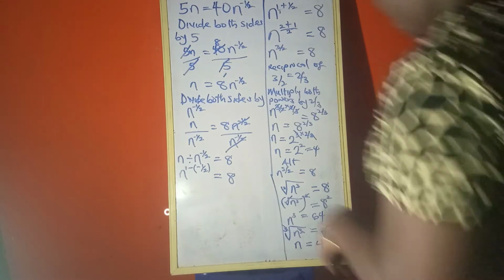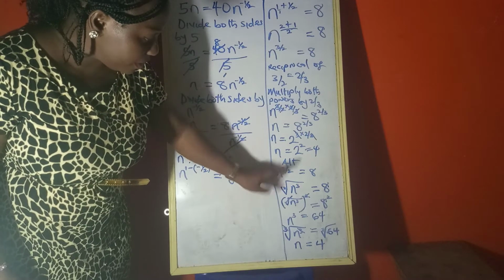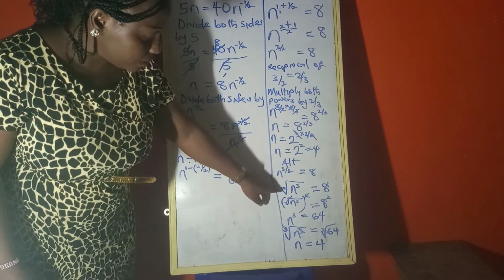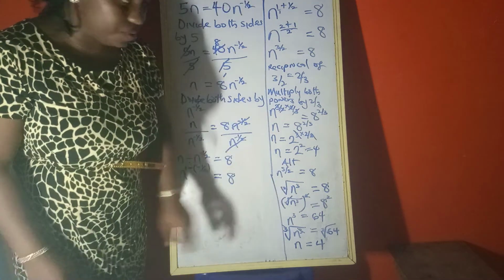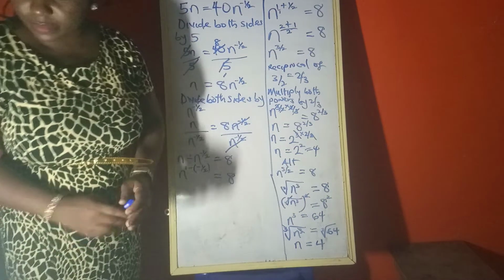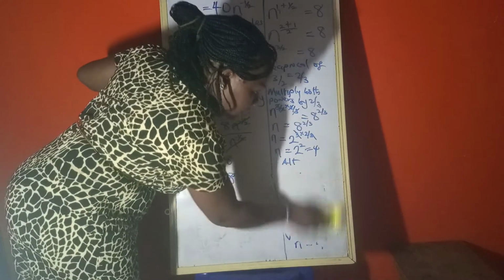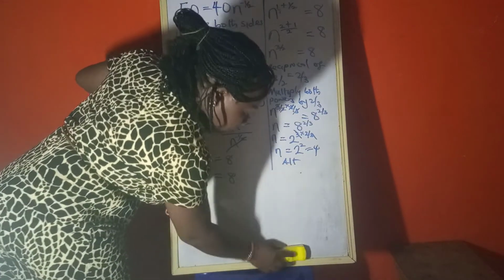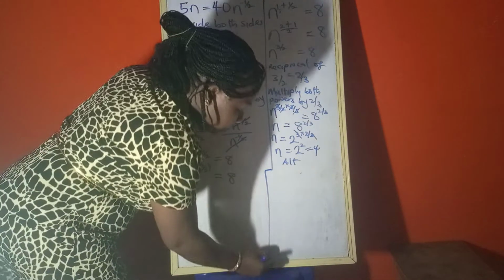Okay, so as I was saying, so here I have the square root of n cube equals to 8. Okay, so I think the best is I should do this aspect again. My camera was not well placed initially.